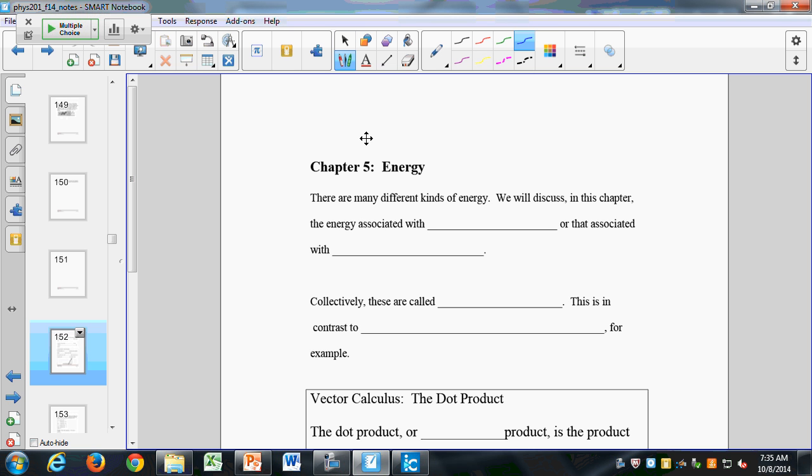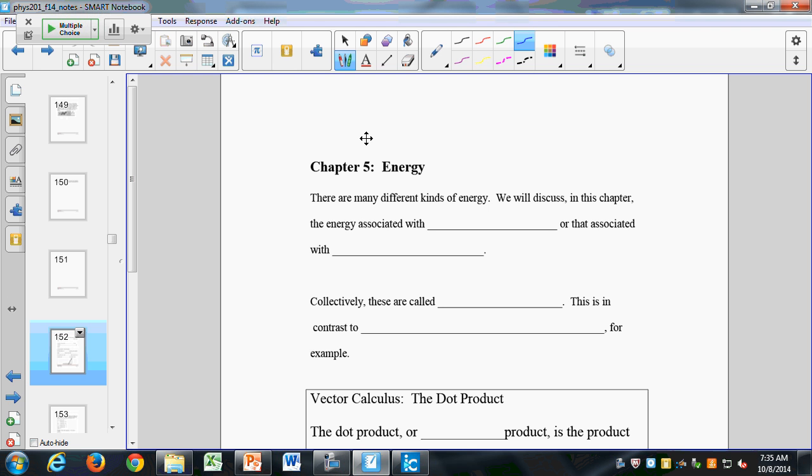In Chapter 5, we're dealing with energy. We'll deal with kinetic energy and potential energy. Kinetic energy is the energy of motion. I'll write this down in just a bit. And then potential energy is the energy for the potential of motion. And we'll deal with two types of potential energy, the elastic and the gravitational potential energy.